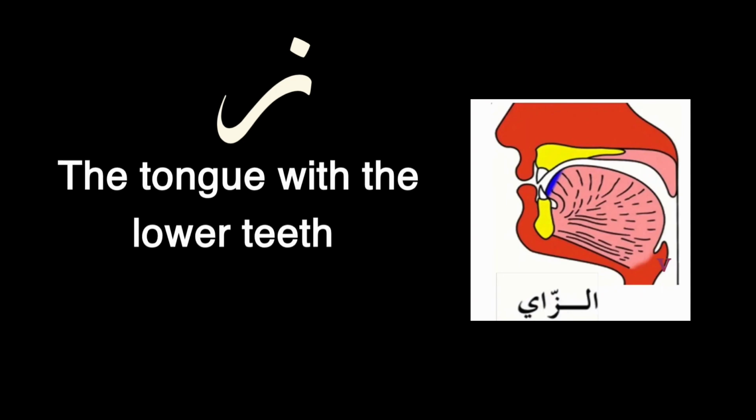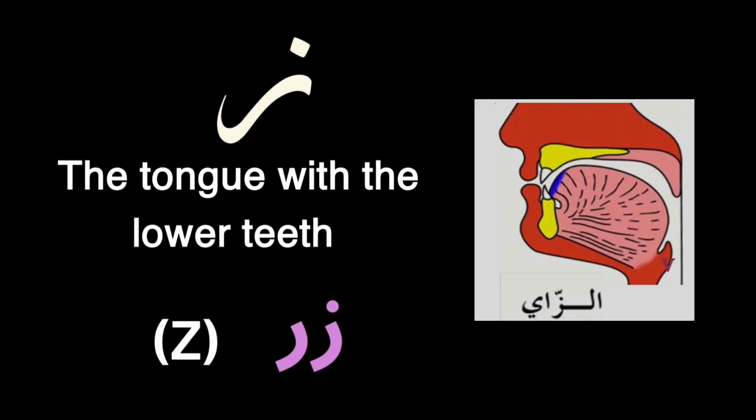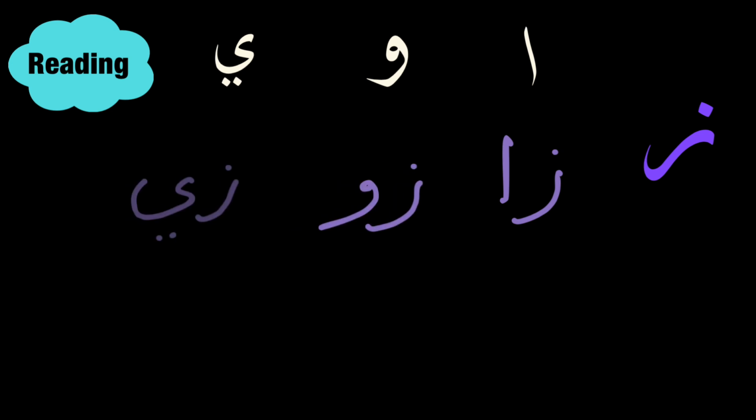Now the pronunciation of za basically happens when almost the tip of the tongue touches the lower teeth. Repeat after me. Za. An example would be zayt. It's very similar to the Z sound in English. Now let's practice with long vowels and harakat, or short vowels. Zaa, zoo, zee. Za, zu, zi.